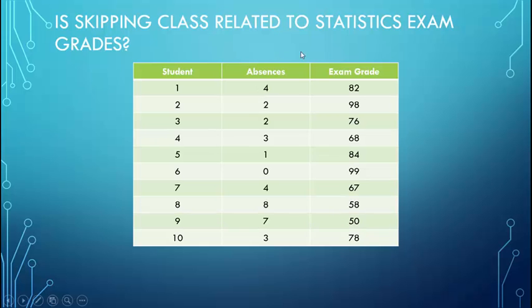Remember, for a correlation, you need 2 variables, which we have here, and they're both on a numeric scale. Absences is on a number scale, in this case ranging from 0 to 8, and exam grade is also on a number scale. So we know we can do a correlation here.